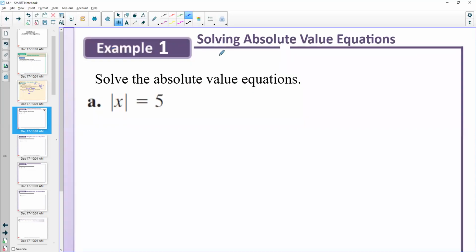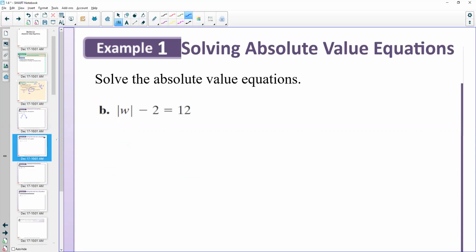All right, so straight off, this is a fairly straightforward example. Solve the absolute value equation. Think about the things that could go in for x. Well, I know that 5 is one of them. I know the other one that could work is -5, okay?